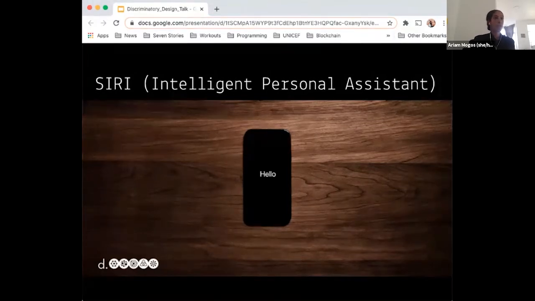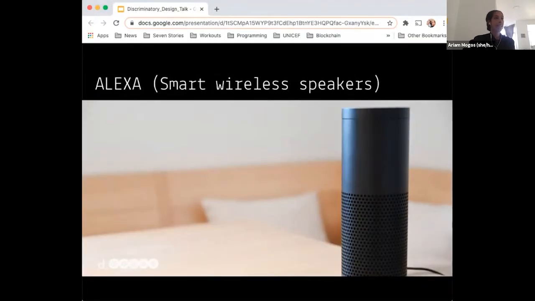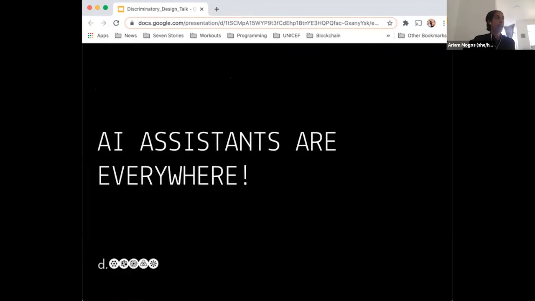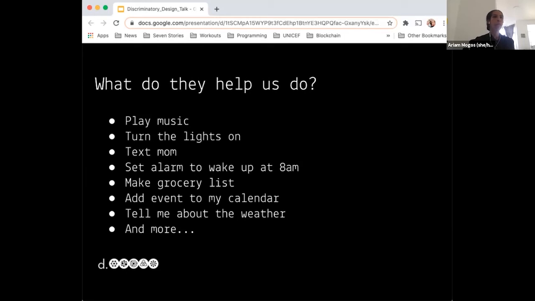So everyone's probably familiar with Siri. Also there's Alexa that's built by Amazon, which works through smart speakers. And AI assistants are really everywhere. BMW and Honda have incorporated AI assistants into their cars. So cars now can be powered by AI assistants. And they really help us do a lot of different things. We can play music with them, we can turn the lights on, we can make grocery lists. They can be really helpful.